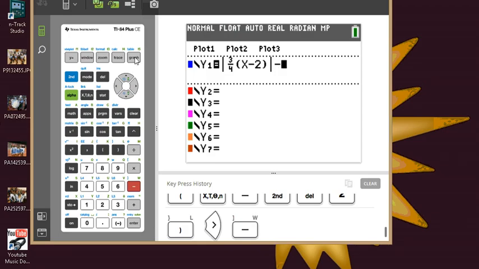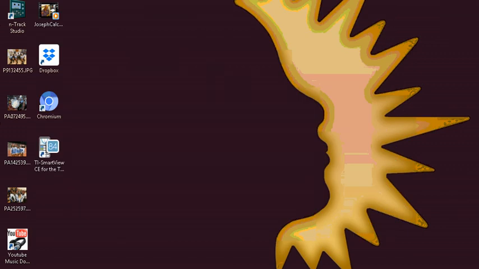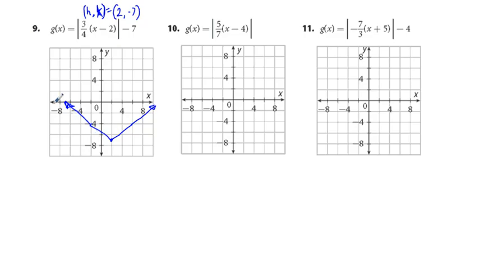Okay, let's graph, see what this thing does here. We should have an x-intercept here at -2, 4, 6. Just about -8 should be our x-intercept. And yeah, that's about right. So there we have it.